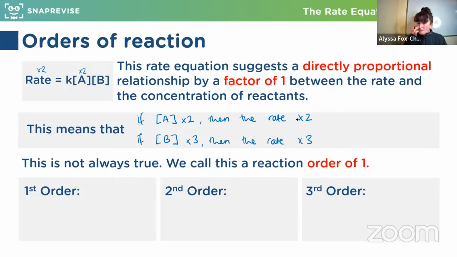Is anybody not happy with that? Because we've got A, just a concentration of A to the power of technically 1, concentration of A, it means there is a directly proportional relationship. This we call order of 1.